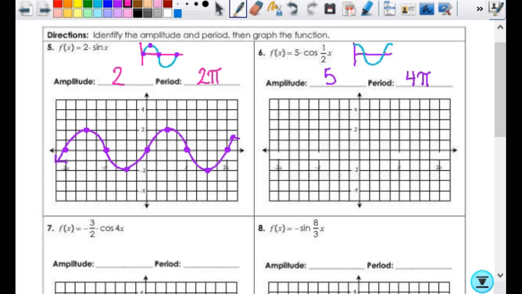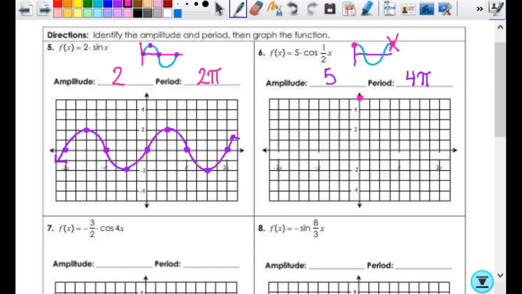Okay, so my parent function starts at 0, 1. So when I start on the y-axis, I start at 0, but I'm not starting at 1 because my amplitude is 5. So I really start at 0, 5. That's this point right here. Okay, so then I want to plot the end of my cycle, or my period. But I can't because 4 pi is way off the graph. So I don't get to graph that one.